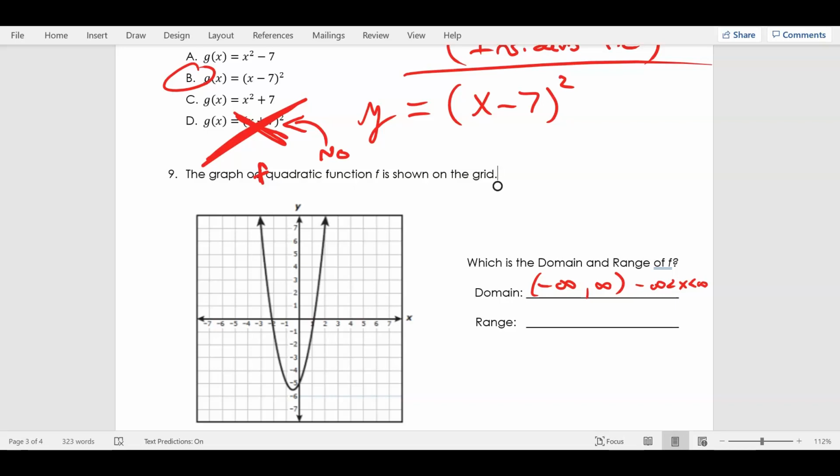The range, though, how far down does it go? Well, right here, it's about negative 5.5 with a bracket all the way up forever to infinity. You could also do it this way, negative 5.5 less than or equal to y less than infinity. It goes from the bottom, negative 5.5, up forever. That's what those arrowheads mean.